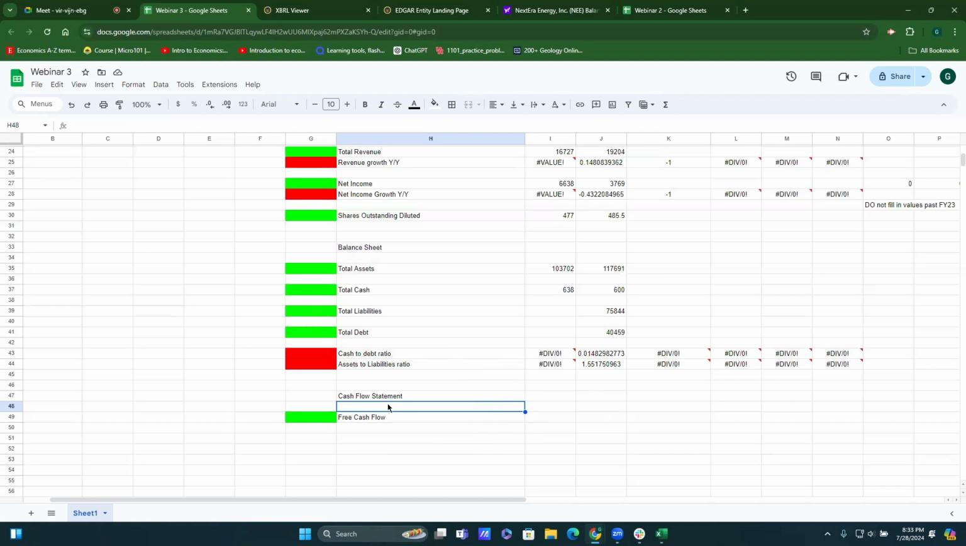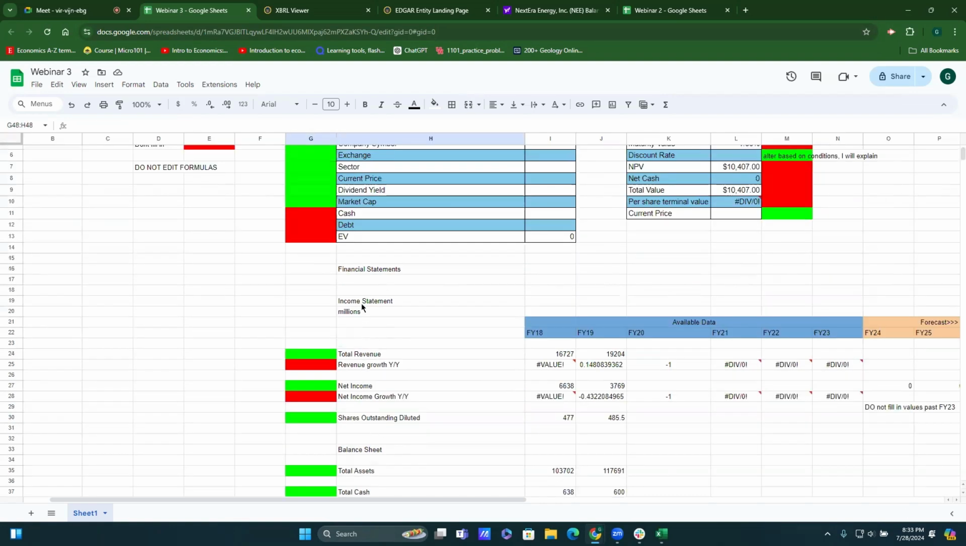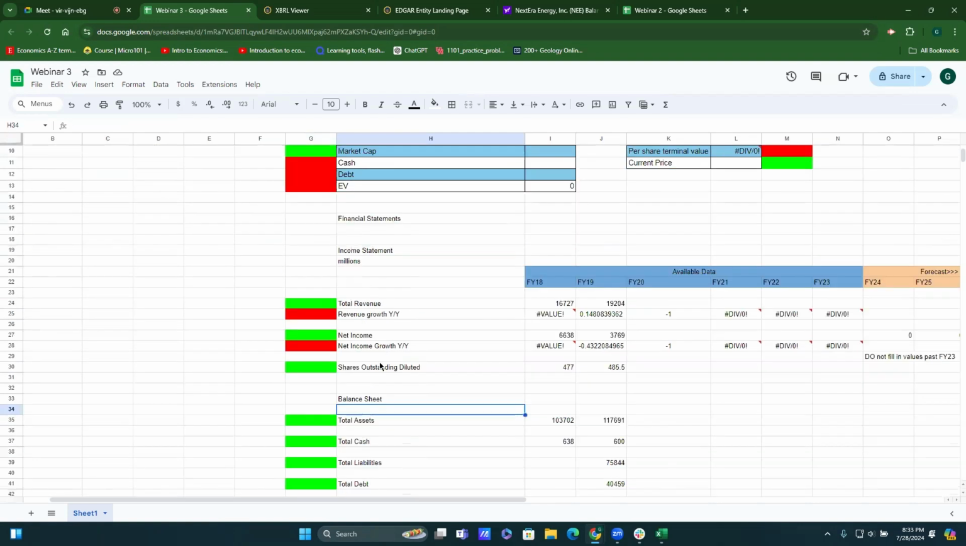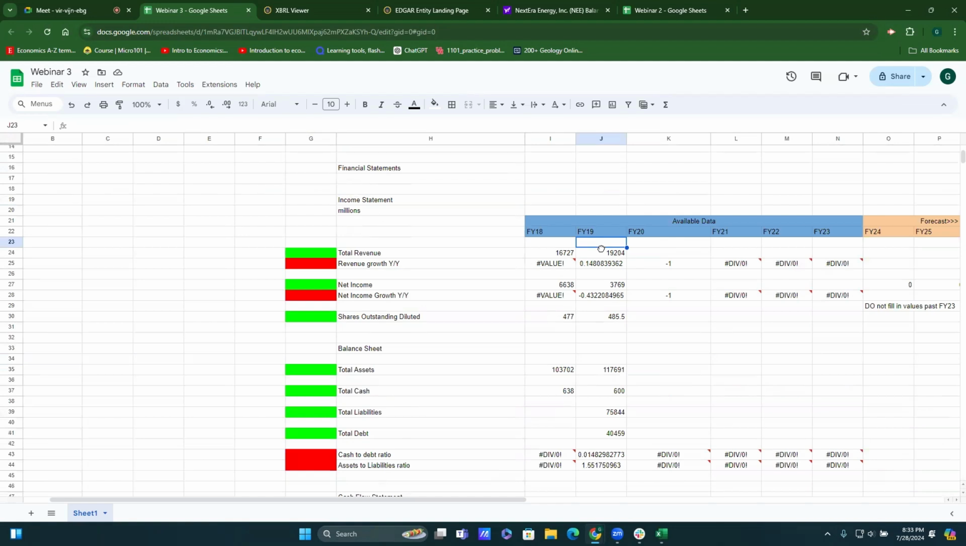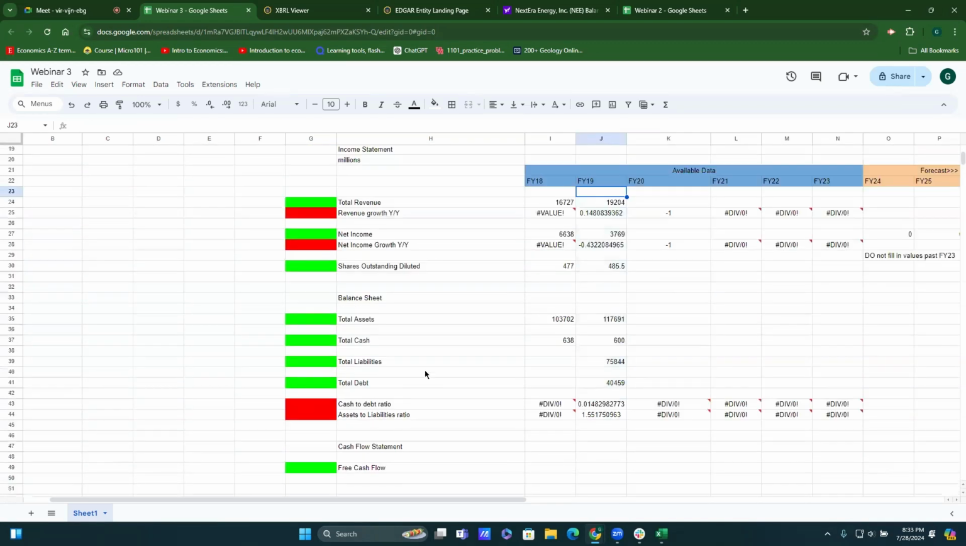I don't even know, because I don't use the cash flow statement, right? I only use the income statement and the balance sheet. All right, okay. So now we just found that fiscal year 2019, we found that whole column, right? We found our debt, our liabilities, our cash, our assets, our shares, net income, total revenue. Okay, great.